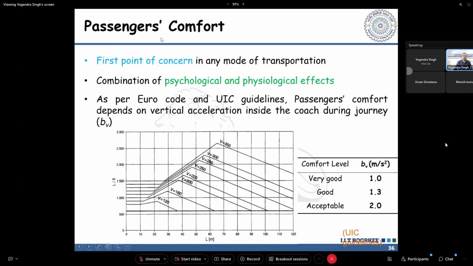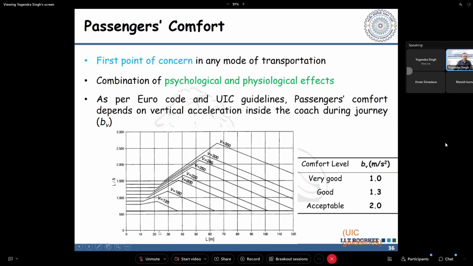So based on these two criteria, the guidelines are given. From the passenger comfort point of view, this chart is given where we have here span and here we have L by delta. This delta is the vertical displacement which is occurring under the load, and L is the span. So L by delta, or what percentage of the span we can allow as the displacement, that is given by this chart. At different velocities, this chart is there.